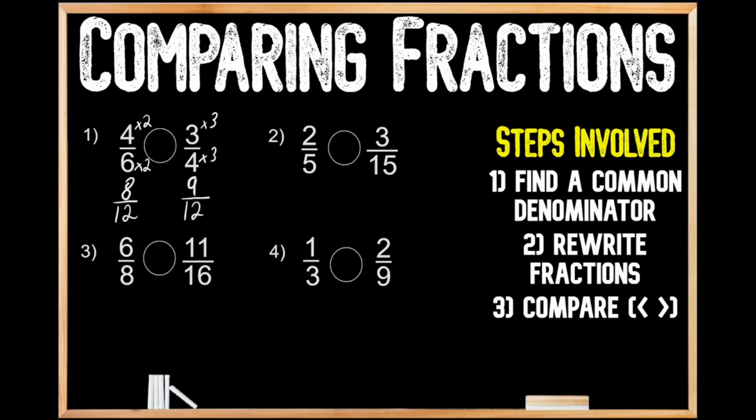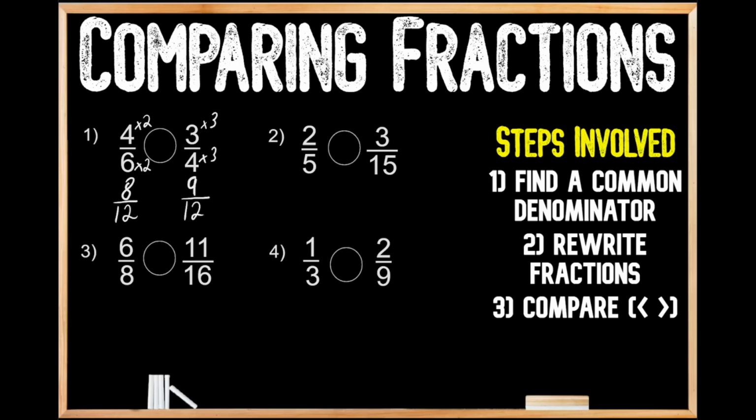So now we can move on to step number 3, which is to actually compare, because as we can see, now that we have the same denominator, we just need to figure out which one has the greater value, or which one has the larger numerator. So now when we're comparing these fractions, we're going to use the greater than and less than symbols.